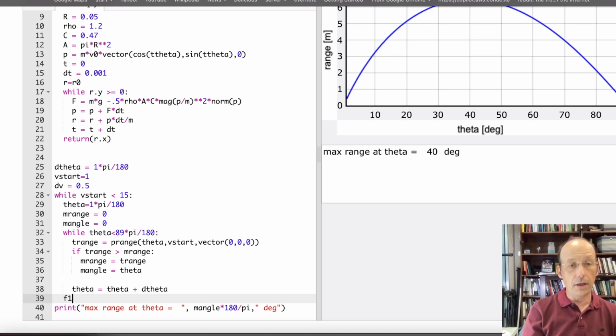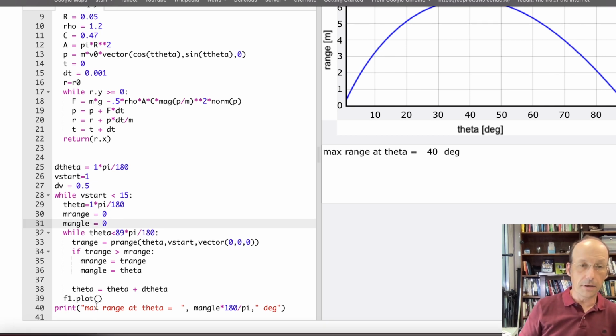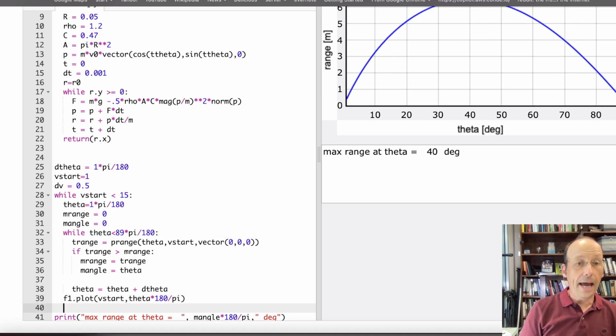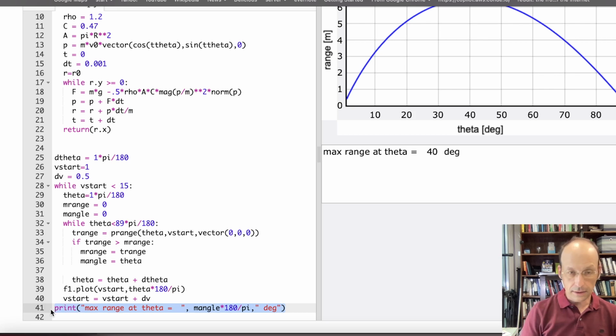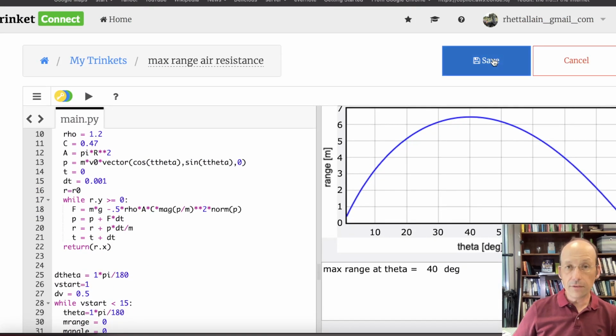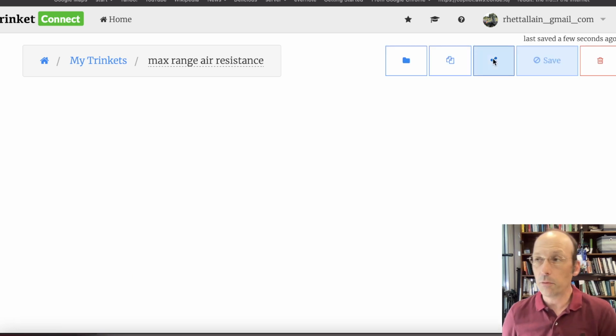Now, after I find the maximum range, that's what that whole thing did, I'm going to plot it. So I'm going to say f1.plot. I'm going to plot the velocity, so it's just going to be v start versus the angle, theta times 180 over pi. Now I'm going to increase the velocity, so v start equals v start plus dv. And then I'm not going to print this. Let's see if that indeed works. Saving it first, because this could be an infinite loop, and that would make everybody sad.